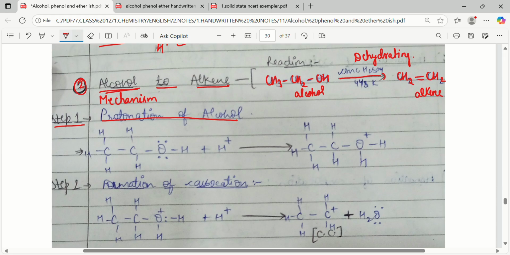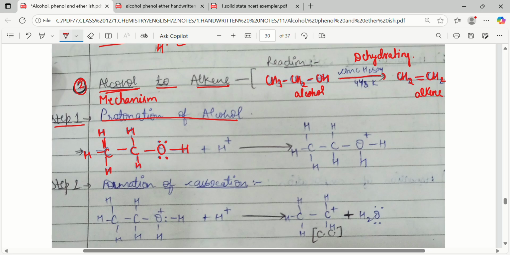Protonation of alcohol. So what you have to do, Ash, is take an alcohol. Write C, single bond C, H, H, H, H, H. I've just satisfied all the bonds of carbon. And on the carbon having 2 H, I've connected an OH group with two lone pairs, just to signify this is alcohol. This is your alcohol, right?